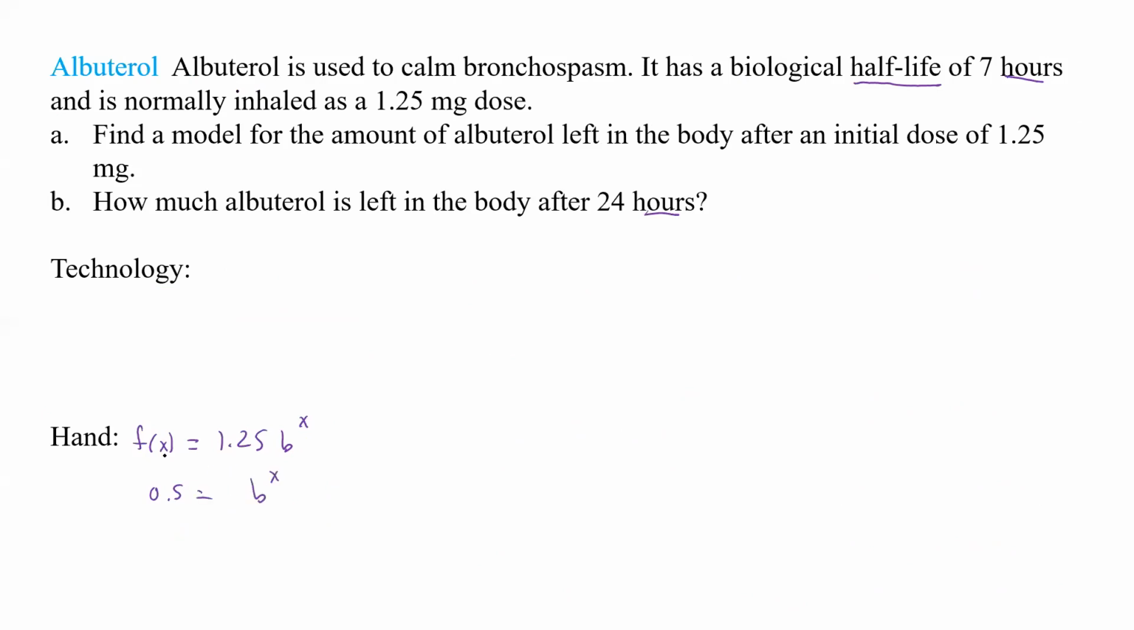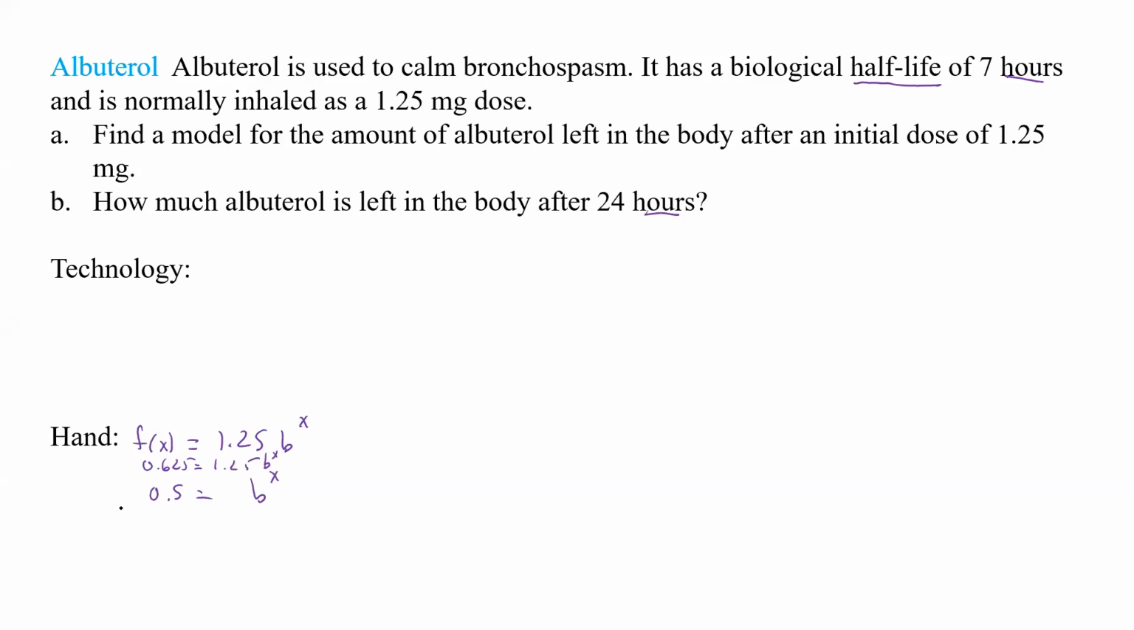b to the x. Now, if we wanted to, we could say, okay, well, 1.25, divide that by 2 and get 0.625, and say 0.625 divided by 1.25, and we get half. So if you can see how we got to here, that's good. But if you can't, that's what we did. We took the 1.25 divided by 2 and got that. And so our half-life is here.